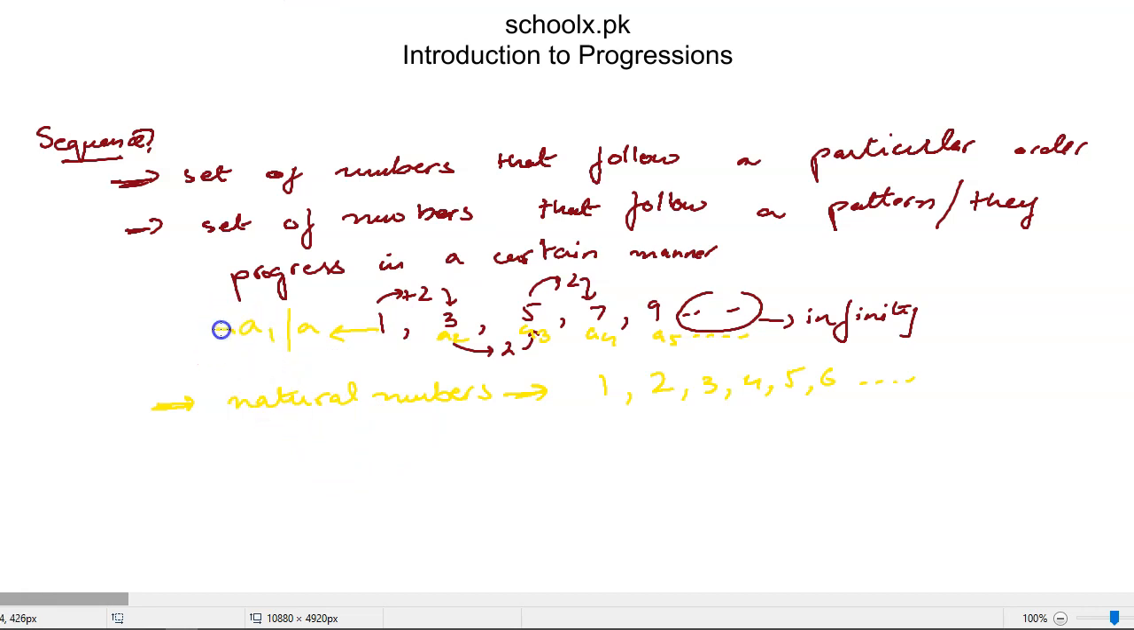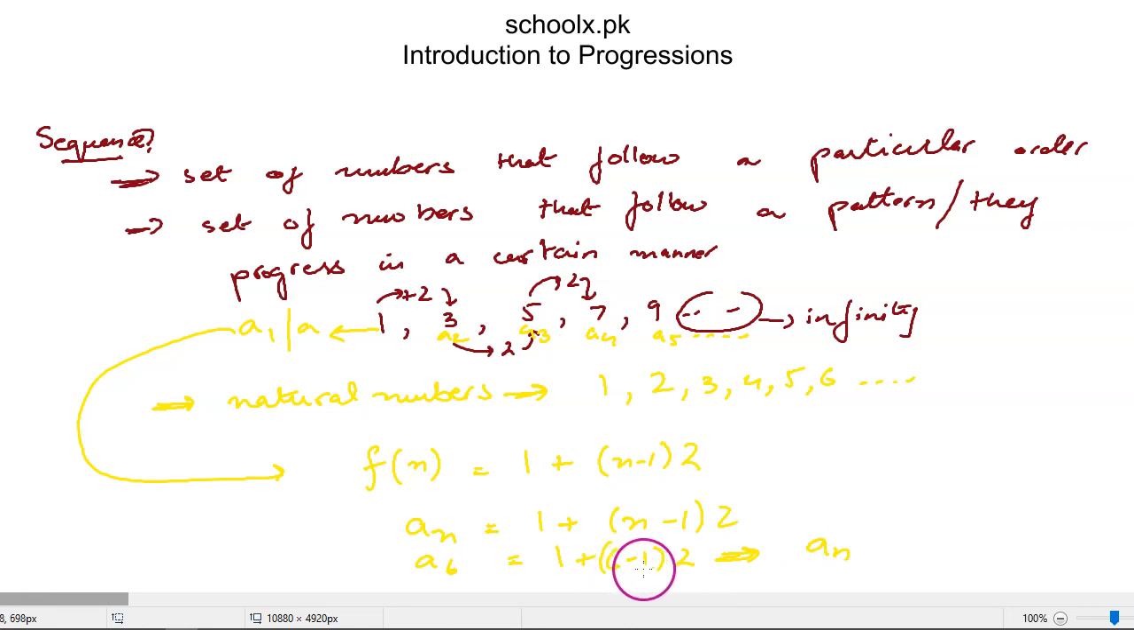For example, the equation for the nth term of this sequence will be f of n equals 1 plus n minus 1 into 2, right? Or you can say that the nth term is given by this formula. For example, I need to find this term, let's say the sixth term. The sixth term will be 11. So I'll put 6 in the place of n. I'll get a6, the sixth term, is 1 plus 6 minus 1 into 2. This will give me a6 equals 1 plus 5 times 2, which is 11, right? So this is basically an arithmetic sequence, right? And so is this, because they have a common difference.